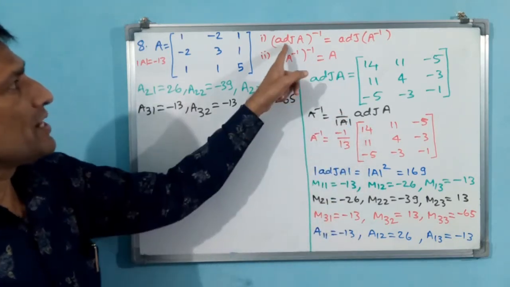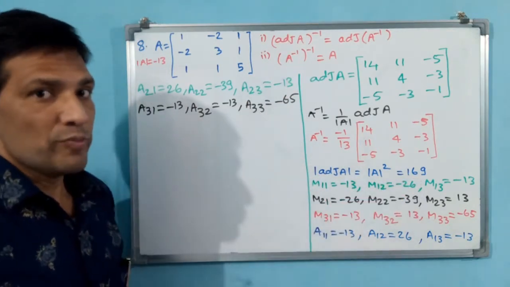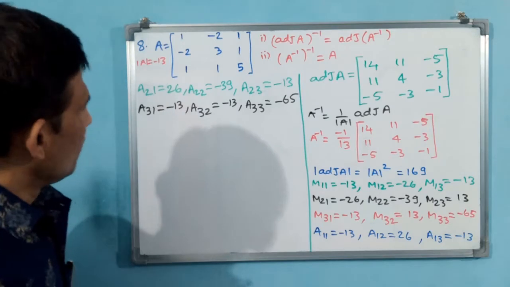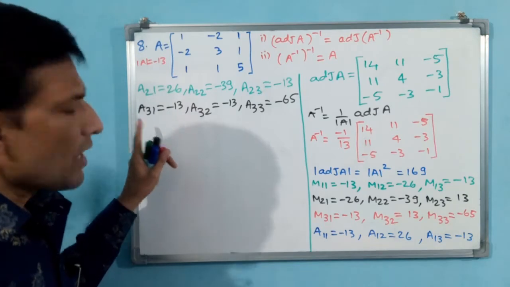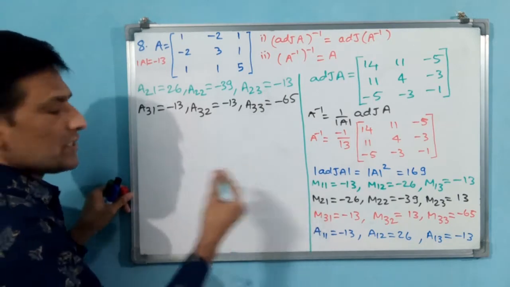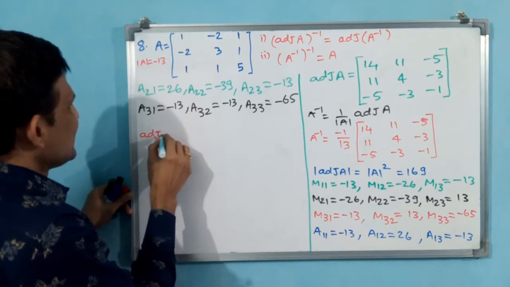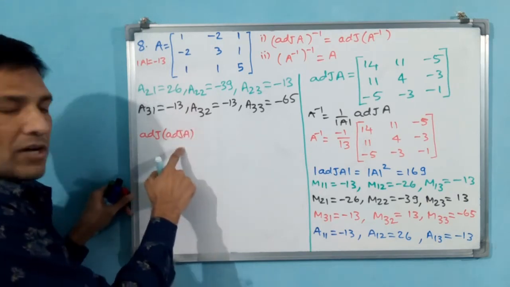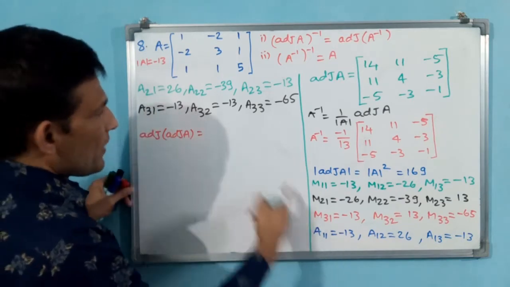Adjoint A cofactors means we are going to find adjoint A inverse. The determinant of adjoint A is 169. Keep that in your mind. Let us first write adjoint A of adjoint A. Adjoint A inverse means adjoint of adjoint A. I am writing like this. Adjoint of adjoint A is equal to, then these cofactors you have to write in vertical form.